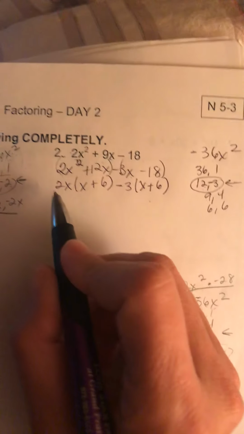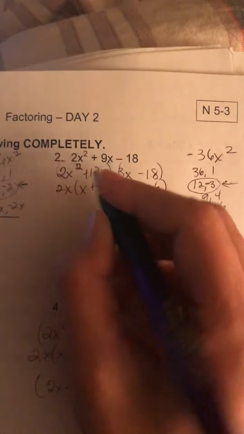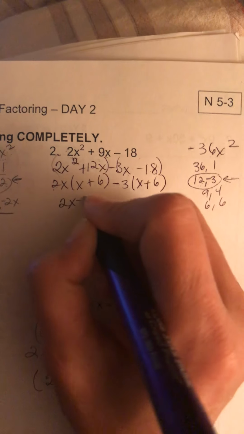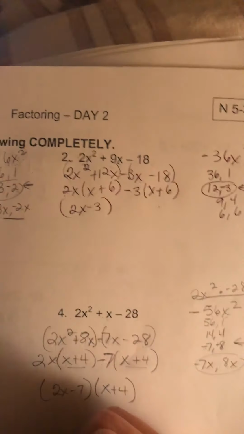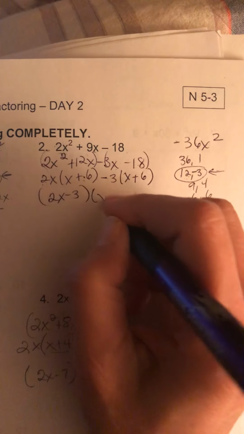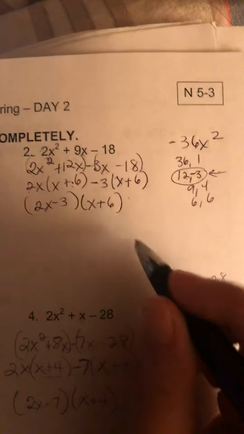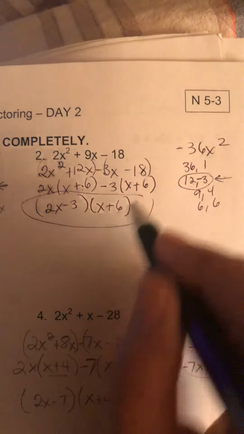Now you just rewrite it. What's on the outside of the parentheses goes together now, which is 2x minus 3. And your parentheses are the same, so you just rewrite it one time as x plus 6. So this is your answer.